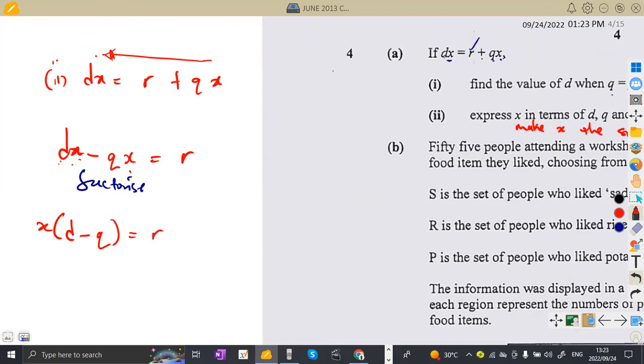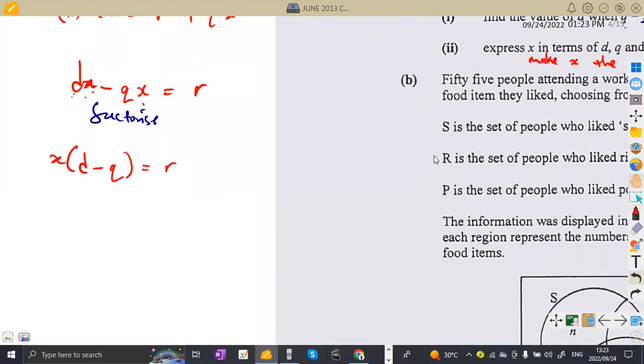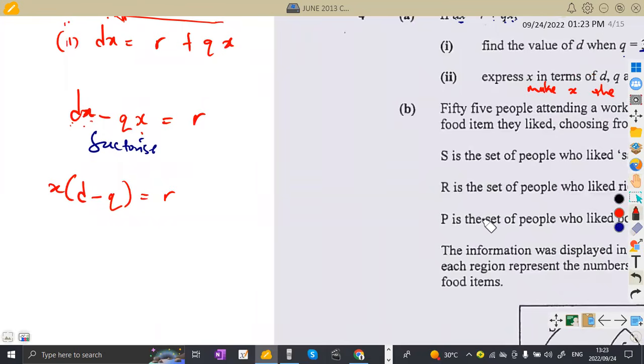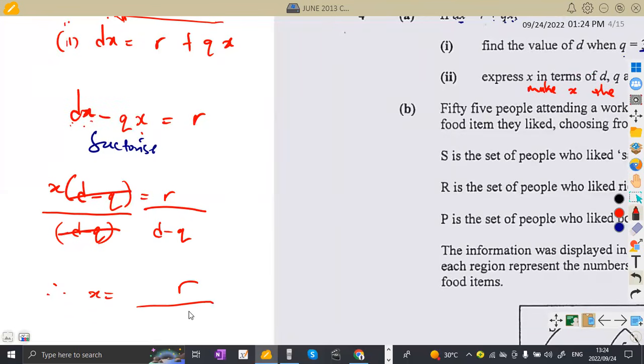r. So from this part, I want to make x the subject, and I'm having a bracket. So I'm just going to divide by the bracket because it is multiplying. If I divide by d minus q here, by d minus q, this will actually cancel. So therefore, our x is going to be r over d minus q. So that is what we could have done in this case.